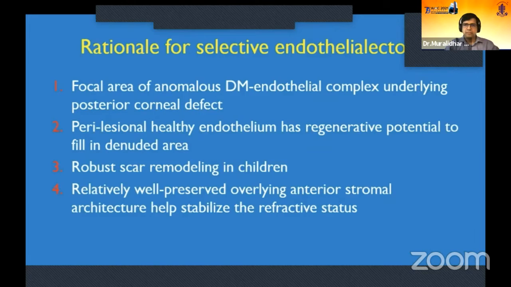Based on our clinical as well as histopathological observation, we felt there is a focal area of anomalous Descemet's endothelial complex underlying the posterior defect, which perhaps serves as a contact inhibition. Once we remove this anomalous layer, the perilesional healthy endothelium tends to regenerate and fill the denuded area, leading to resolution of the corneal edema. And also robust scar remodeling in children, together with overlying well-preserved anterior stromal architecture, helps in the rehabilitative journey of a child.